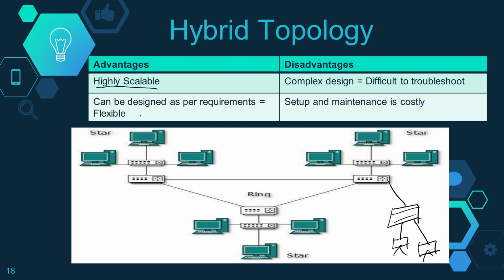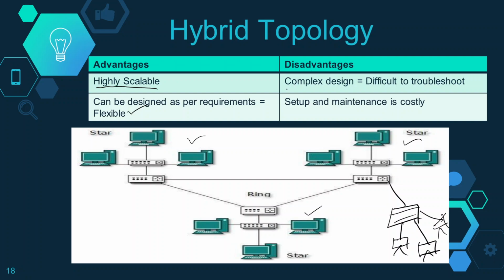It can be designed as per requirements, and this means that it is flexible. This topology can be designed as per the requirement of the organization. Let's suppose an organization has 3 buildings, and all these buildings have star topology and they are connected through this ring topology. If there emerges a requirement for another building, it can also be added to this topology, such as this one here. So it is very flexible.